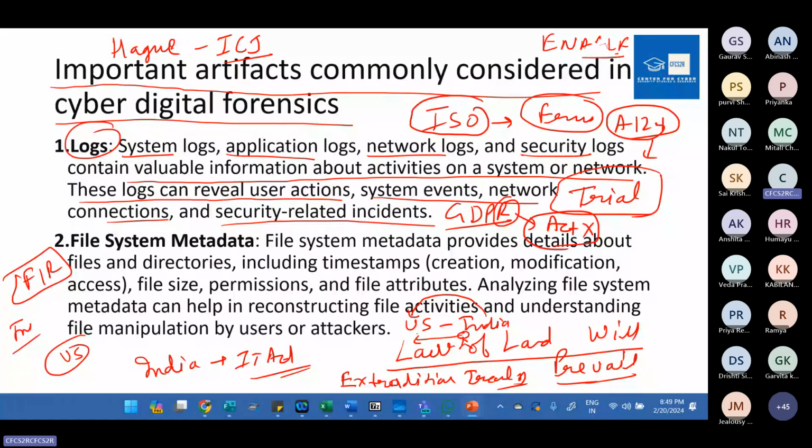Then we have file system metadata that basically provides the important timestamps: when the file is created, when the file is modified, what is the last date of access, what is the file size, permissions, file attributes. Analyzing the file system metadata can help in reconstructing file activities and understanding file manipulation by users or attackers. Okay, so these are the two important parts.